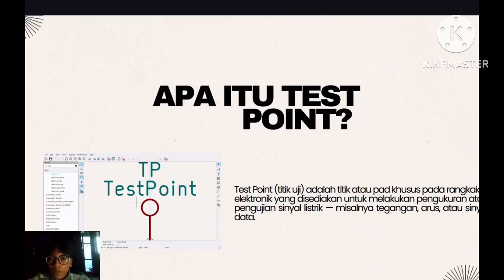signal. In PCB design using KiCad, a test point is usually shown as a small pad connected to a specific trace, such as the VCC line, ground, or the output signal from a sensor or microcontroller. The purpose is to make it easier for a multimeter or oscilloscope probe to access that point during testing.